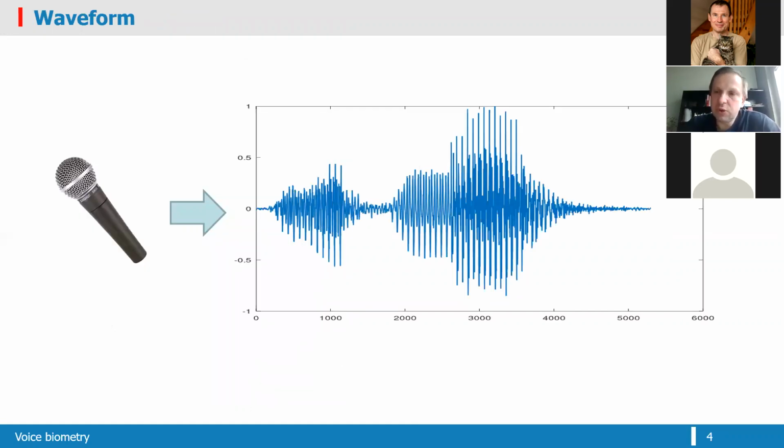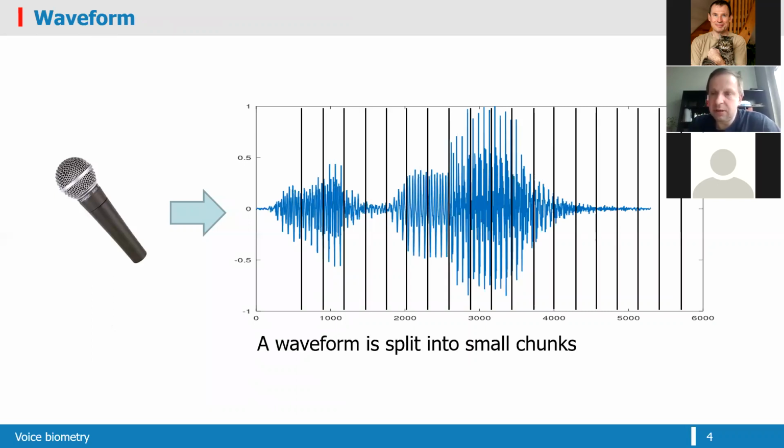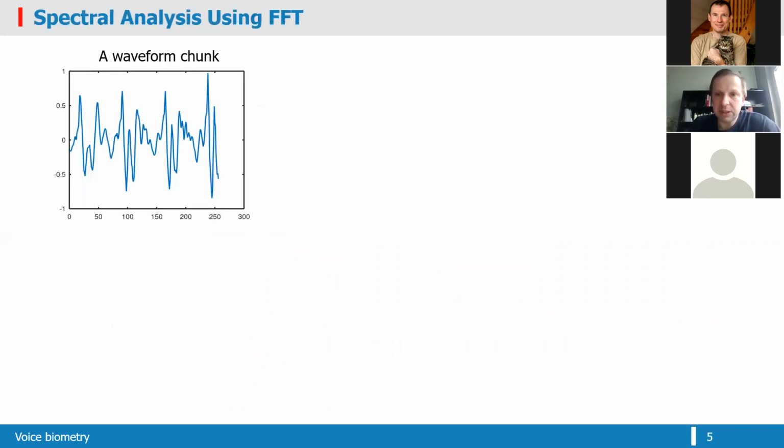So usually we start with some recording. So we have a mic and record a waveform. What are the next steps? The waveform is usually chunked into small parts, 20 or 30 milliseconds long, and then we do some parametrization.